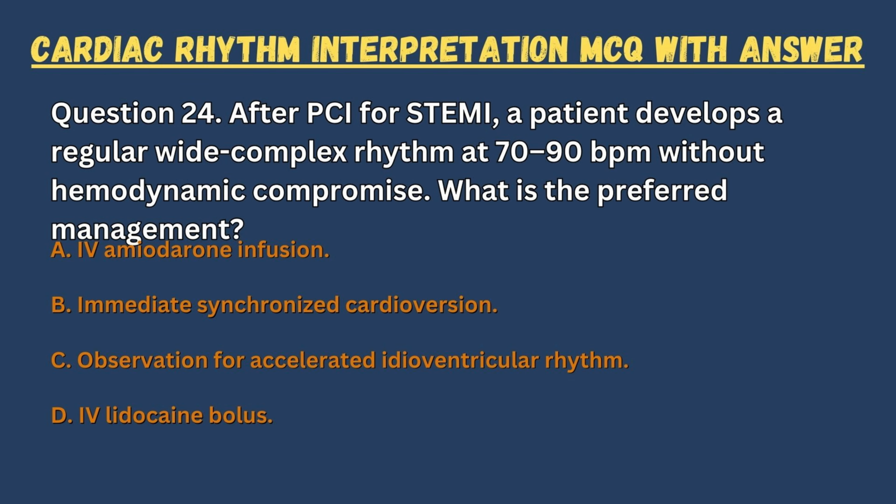Question 24. After PCI for STEMI, a patient develops a regular wide complex rhythm at 70 to 90 BPM without hemodynamic compromise. What is the preferred management? A. IV amiodarone infusion. B. Immediate synchronized cardioversion. C. Observation for accelerated idioventricular rhythm. D. IV lidocaine bolus.